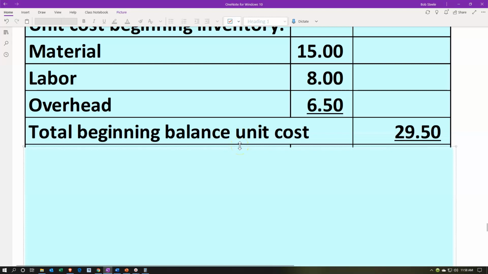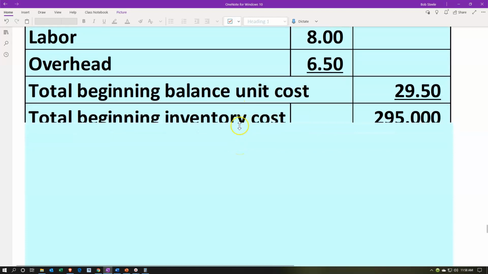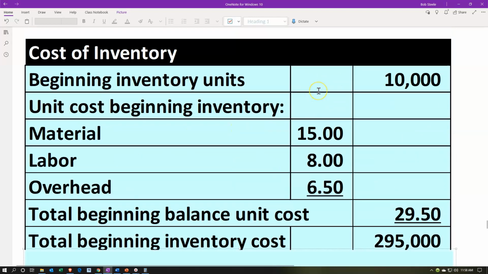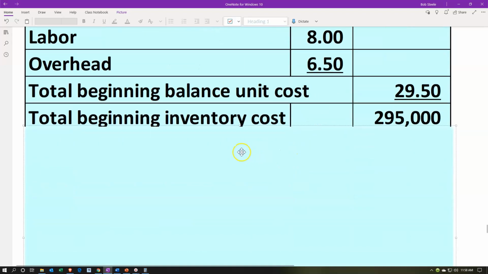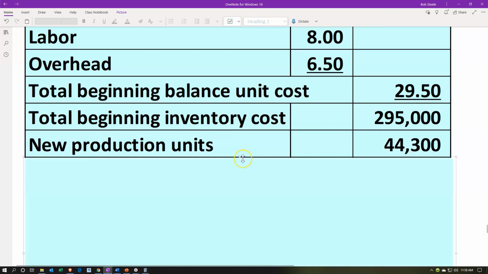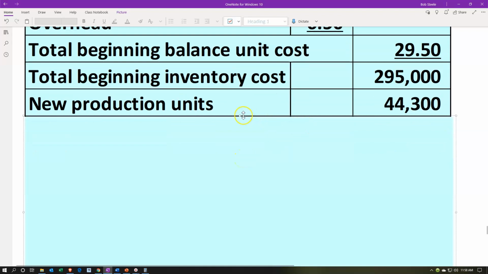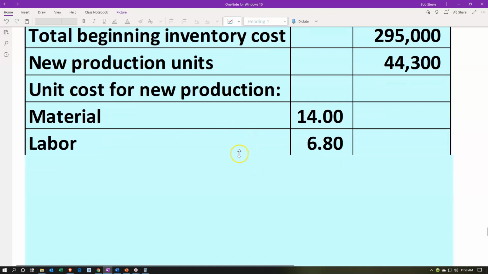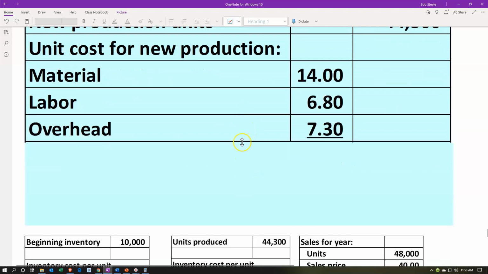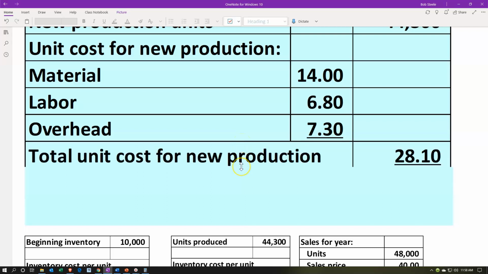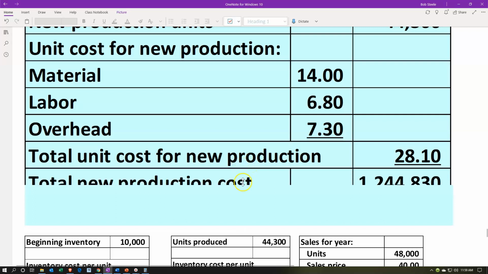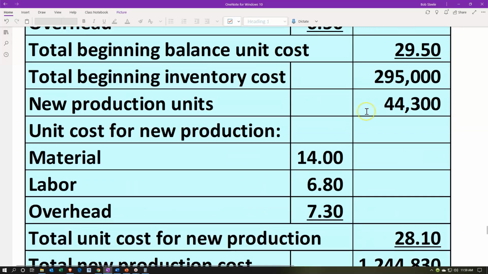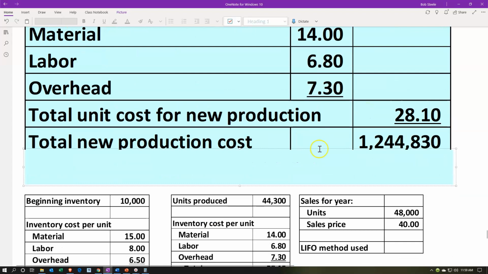That gives us $29.50. $29.50 for the beginning units times the 10,000 units gives us a total of $295,000. Then we have the new productive units being 44,300. They cost, unit cost for the materials $14, then labor $6.80, and $7.30 for overhead. Total unit cost then being $28.10.